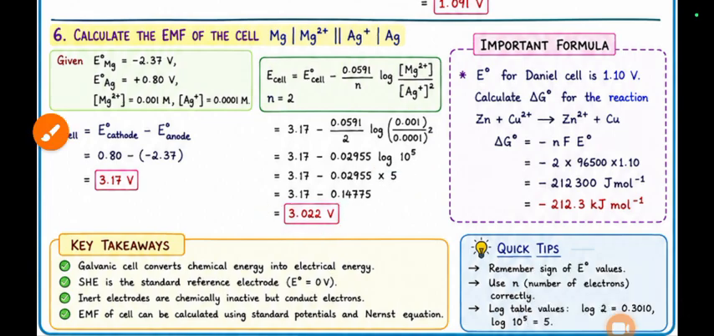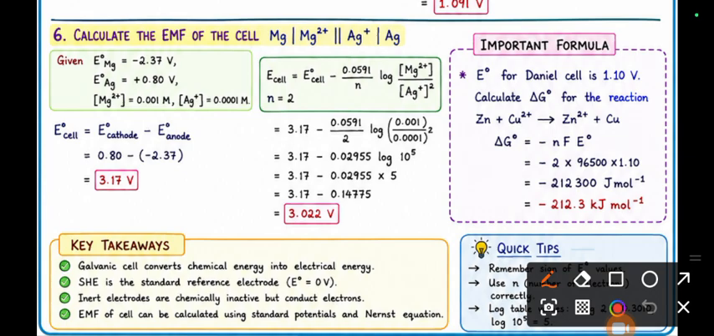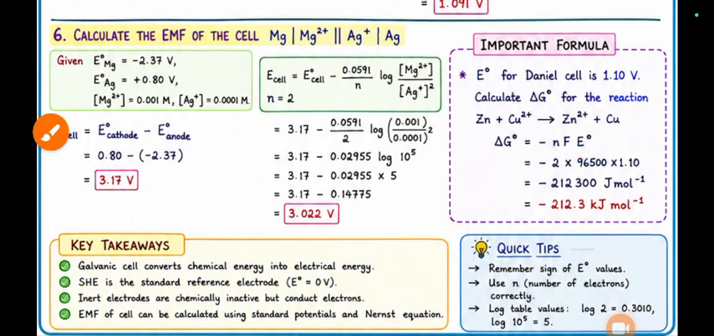Now one more formula we have here is the relationship between delta G naught and E naught, and the relation is delta G naught is equal to minus N F E naught. N is number of electrons, F is Faraday, and E naught is standard electrode potential of the cell.